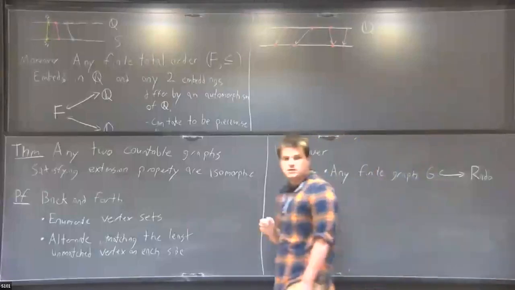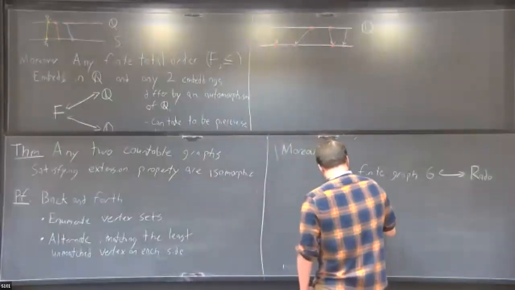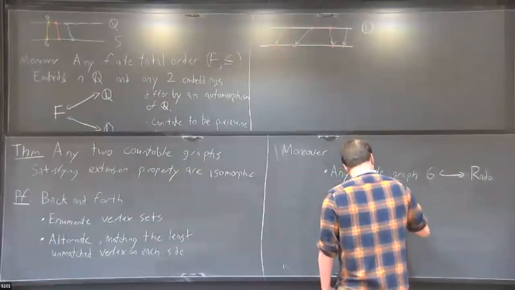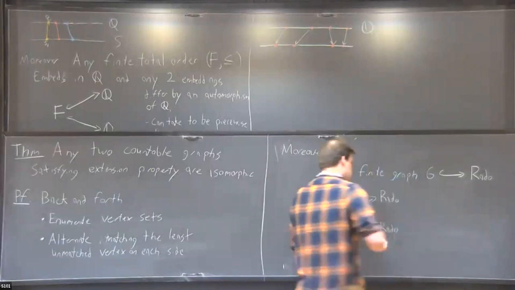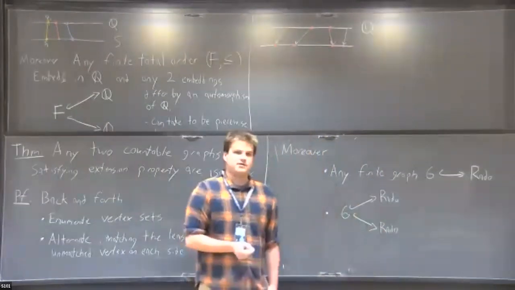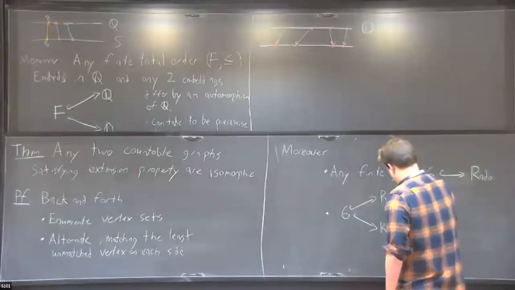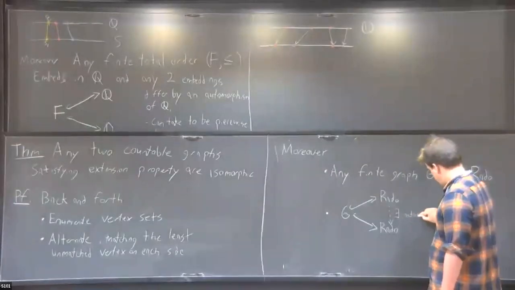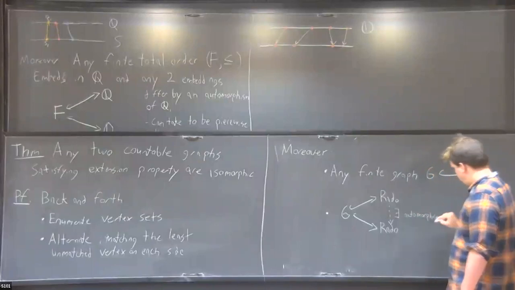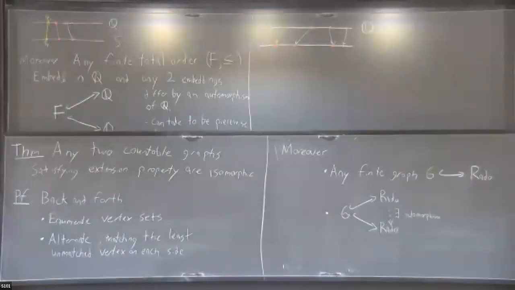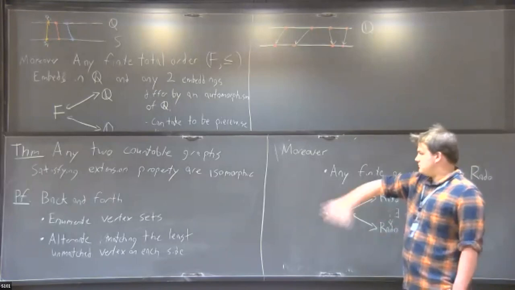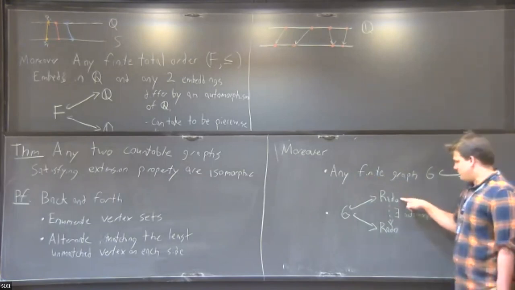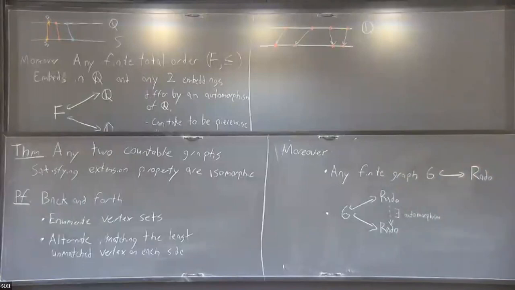It embeds in the Rado graph, and if I have two embeddings of the same graph into the Rado graph, then there's an automorphism exchanging them. And the proof of this is basically this back and forth argument. You just start with G and then construct this automorphism in exactly the same way.